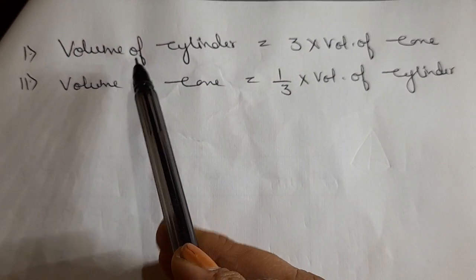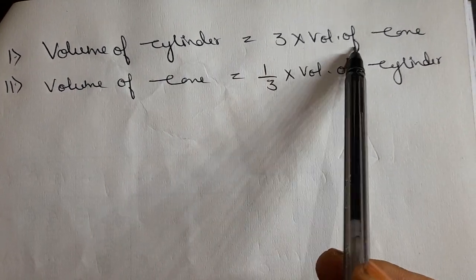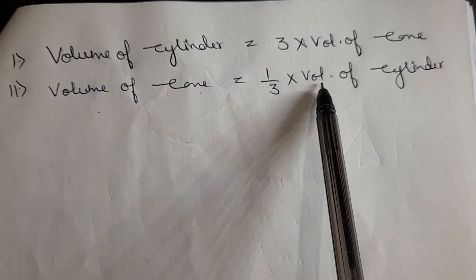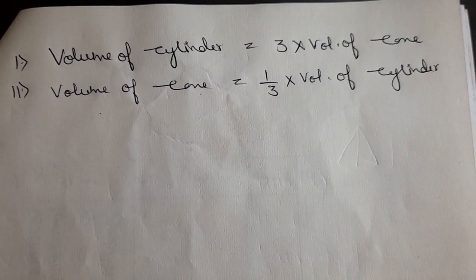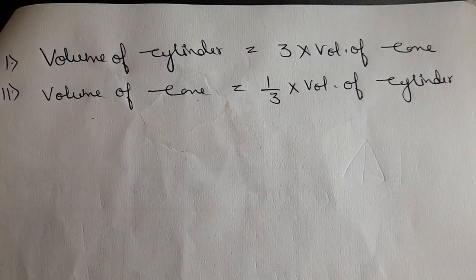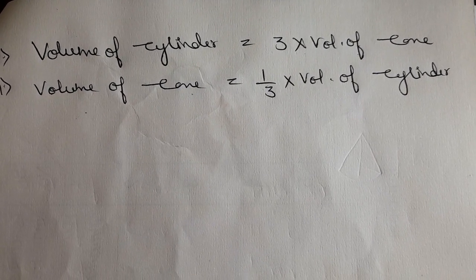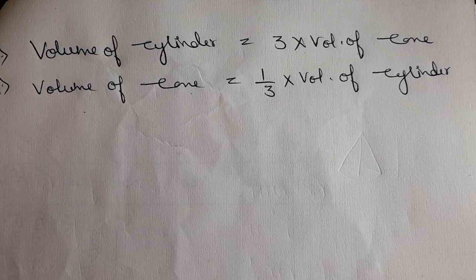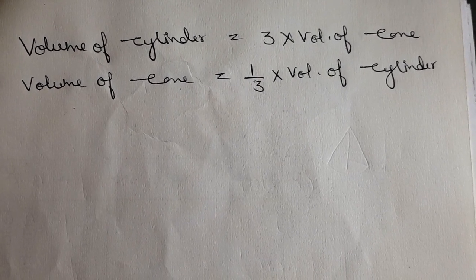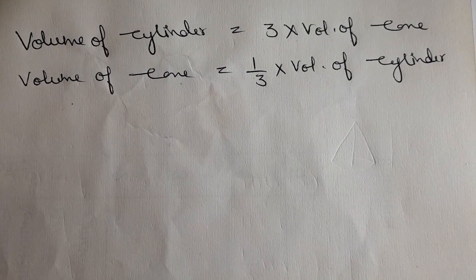Write down two more formulas. These are: volume of cylinder is equal to 3 into volume of cone, and volume of cone is equal to 1 by 3 of the volume of the cylinder. So from here we get that if we fill one cylinder full with sand or water and try to fill the cone out of it, then we can fill 3 cones out of it. So the volume of the cylinder is 3 into the volume of the cone.